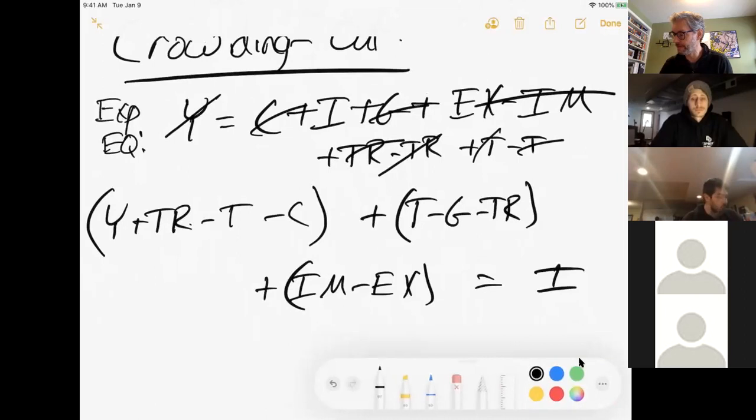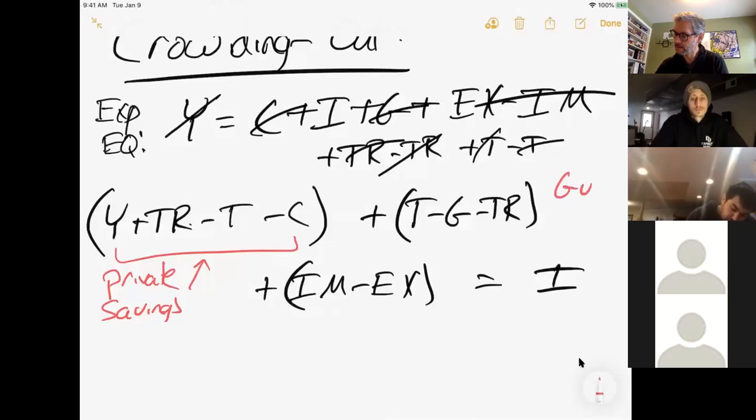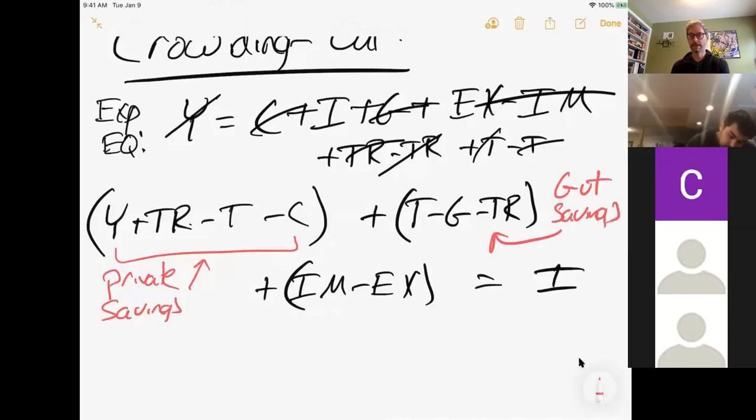Because there's an intuitive explanation of what these things are. What is this? Private savings. If you take people's income and add in the transfer payments they receive, and then you subtract out how much they spend in taxes and subtract out how much they consume, the difference is private savings. This is government savings. How much the government saves.